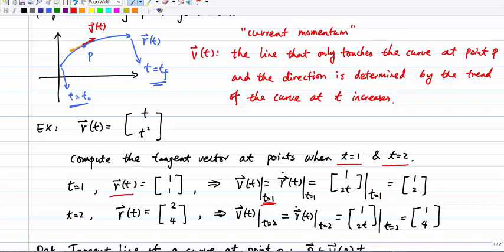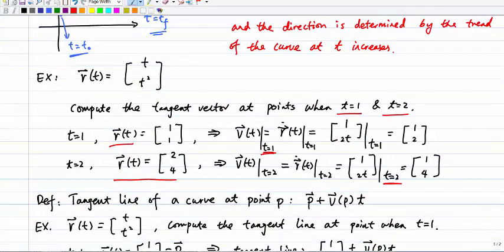In a similar way, when t is equal to 2, I can compute the point where it is located. This is where it's located. And the tangent vector for this point can be calculated as the derivative of r(t) with respect to t, evaluated at t being 2. Again, the derivative is still (1, 2t), and the difference is t has now become 2. So I have (1, 4). That's my tangent vector. So they're different.